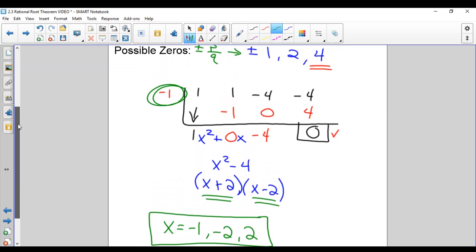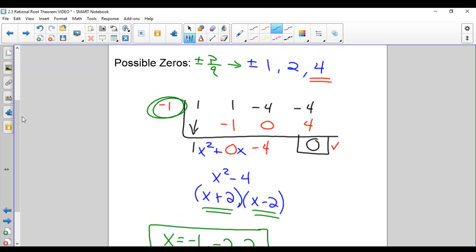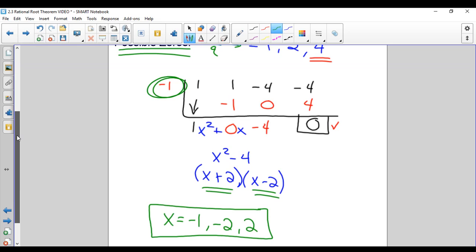So I need to see synthetic division being used. I need to see the list of zeros, putting through. I need to see synthetic division being used once, maybe twice, depending on how much I give you. Factor the rest, pull out the zeros.